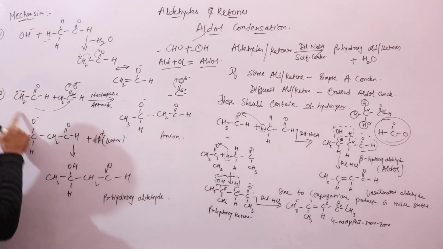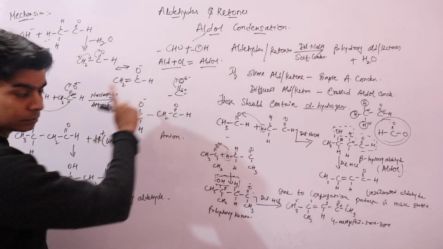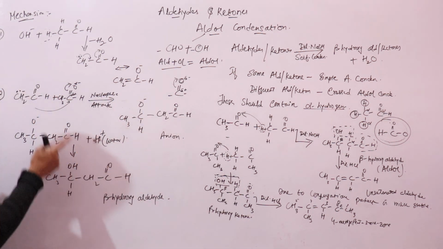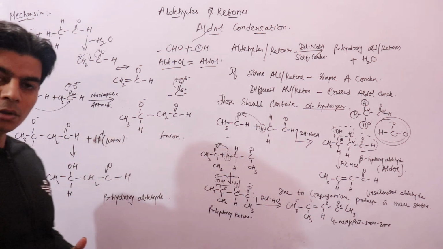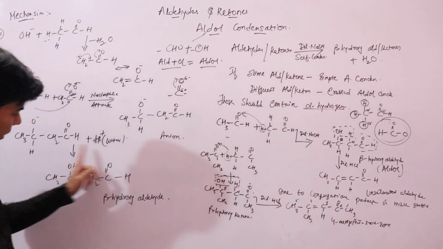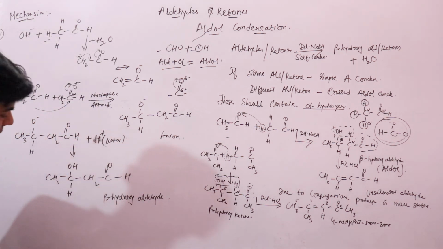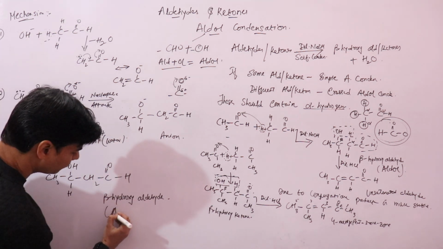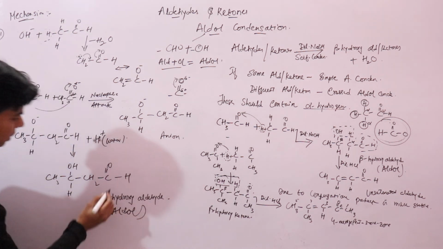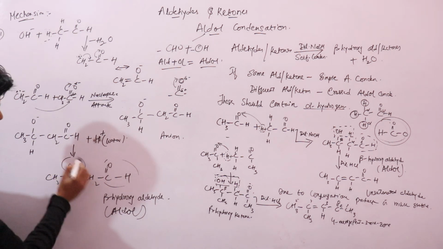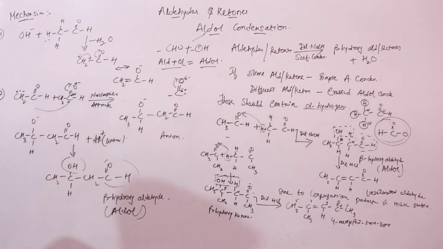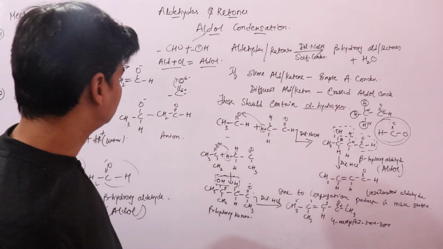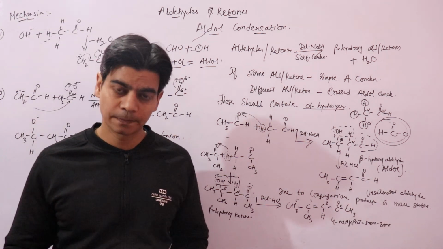So now it will attack here to form this anion. Now this anion will take a proton from water to form this beta hydroxy aldehyde, which is your aldol. Aldol: it contains an aldehyde group and it contains an OH group. That is why we call it aldol condensation. So this is how this reaction goes.